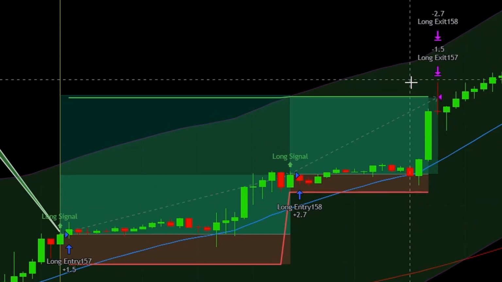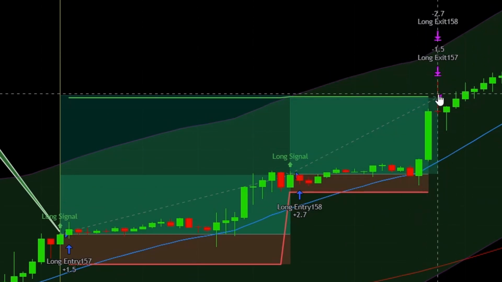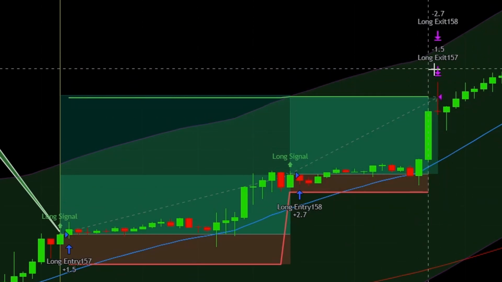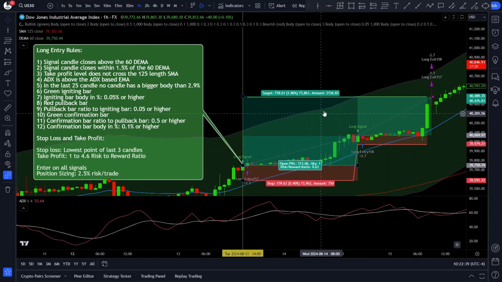And as you can see right here, both of the two trades hit their take profit level and they exited the position. And that's all for this strategy.